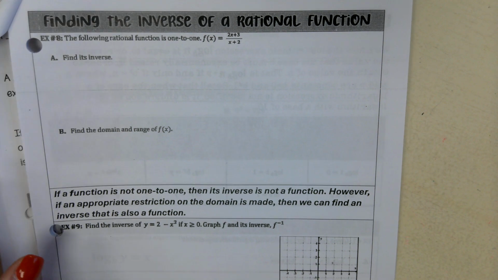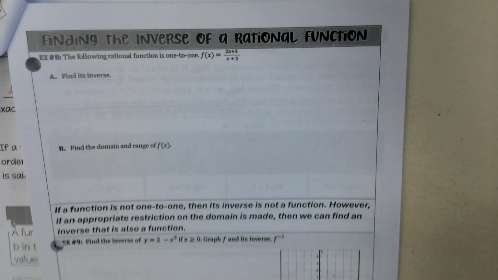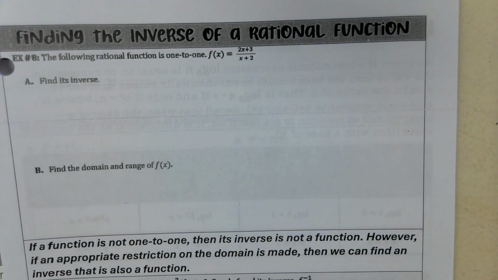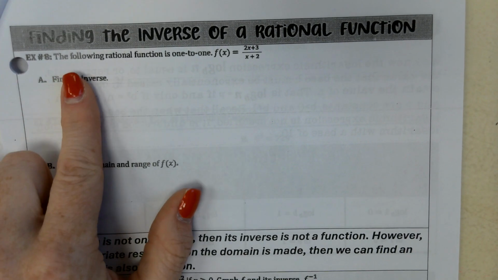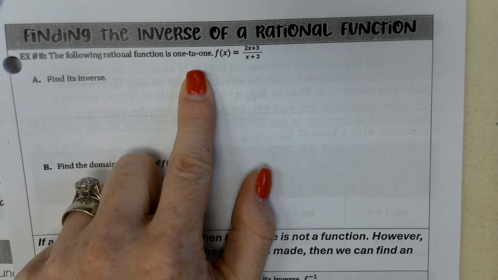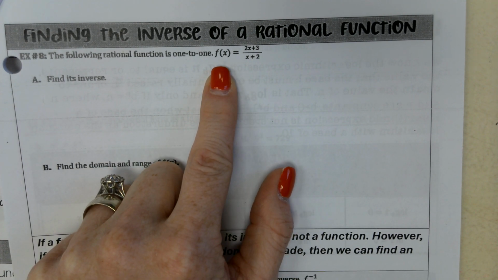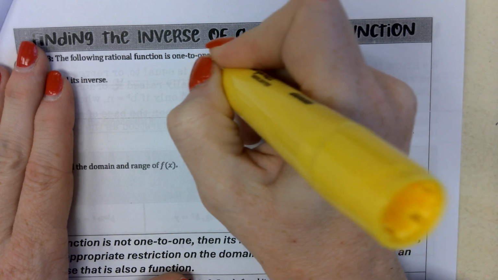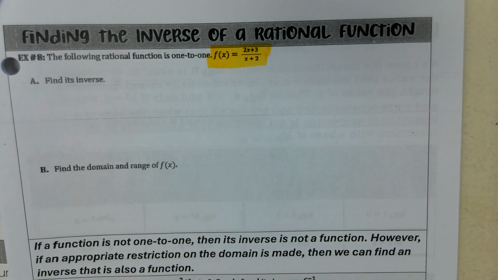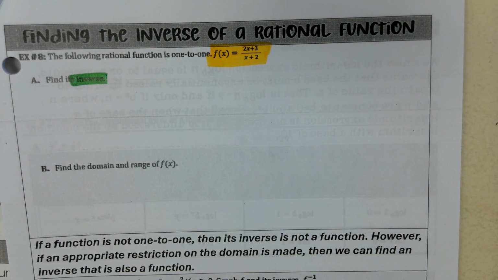All right, let's talk about rational functions for a little bit. I feel like this is one of those things where you want to avoid the fractions at all costs, but they don't go away. The following rational function is 1-to-1, so that means it passes the horizontal and the vertical line test. Here's my original function, f of x. I'm going to color code this real quick, and I am asked to find its inverse.